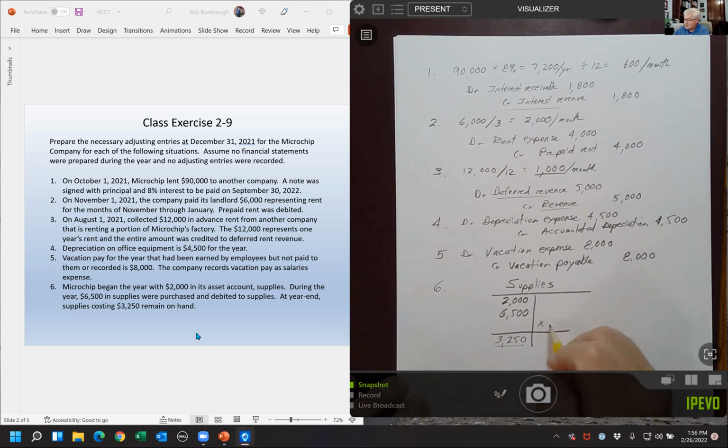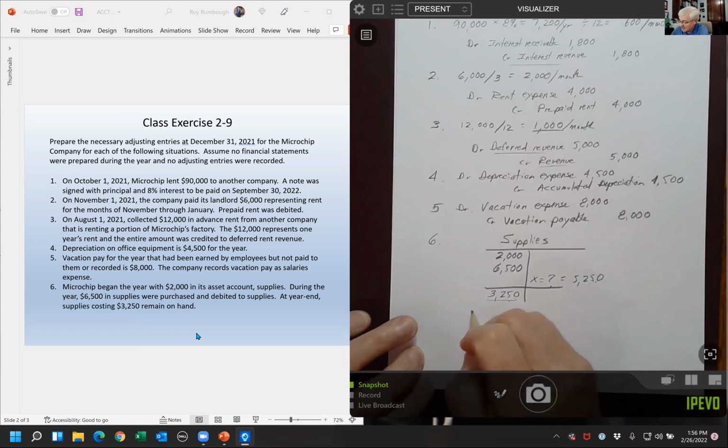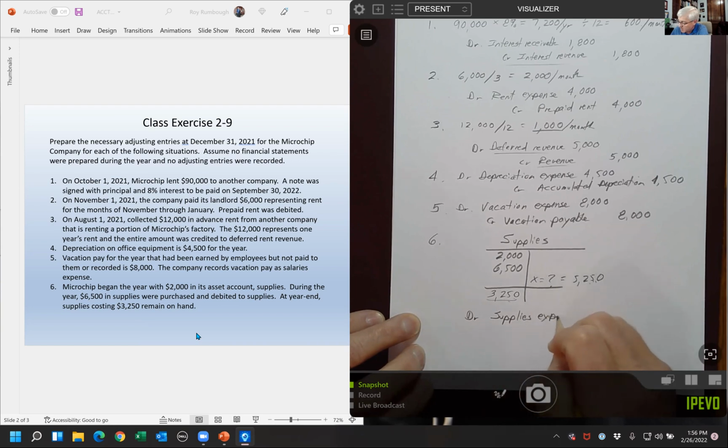How do we get there? We've got to solve for X. What credit will take these two debits down to 3,250? So 8,500 minus 3,250 equals 5,250. Again, 8,500 minus 5,250 equals 3,250. So we've got to credit the supplies, the asset account. And what do we debit? Supplies expense, because we used them. And so debit supplies expense, because we want to expense these in the period that we use them.